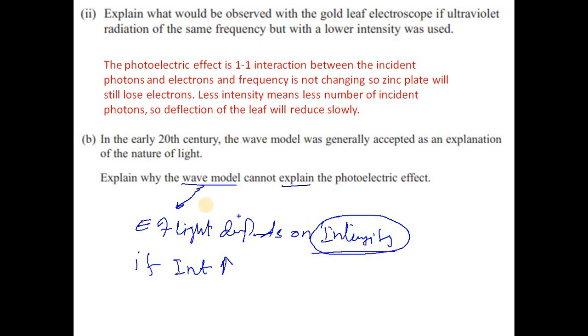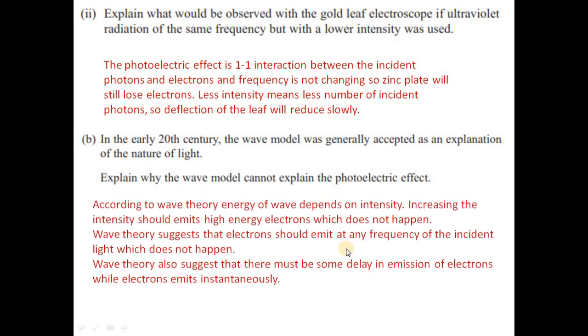And the second drawback: according to the wave model, there must be some delay in emission of electrons, because a wave takes time when it is absorbed into the metal. But the observations are that electrons are emitted instantaneously rather than slowly. So that's how we have a flaw in the wave model in explaining the photoelectric effect, and you can reframe your answer like that.